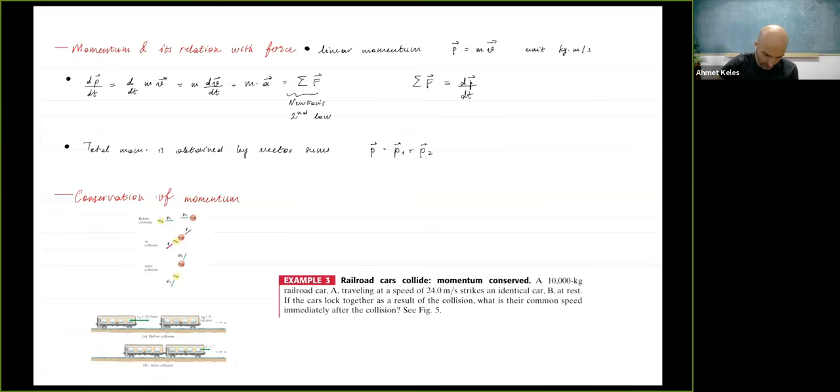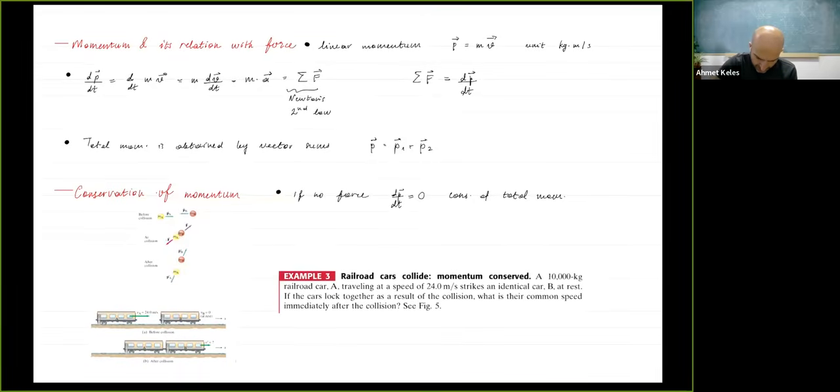Now we can talk about conservation of momentum. So let's write it. If the total force is 0, if there is no force, then dP/dt should be 0, but this is the total dP/dt. So we are saying the total momentum is conserved. So this is conservation of total momentum.